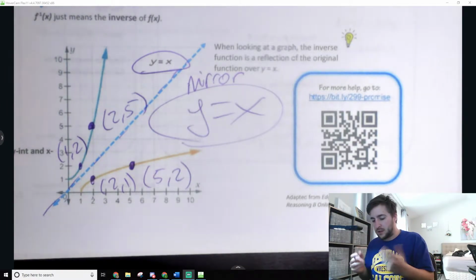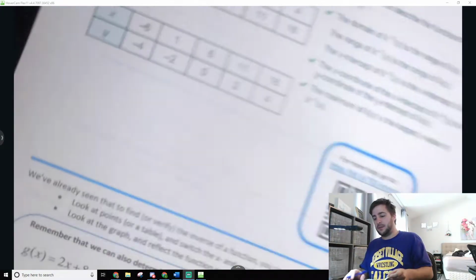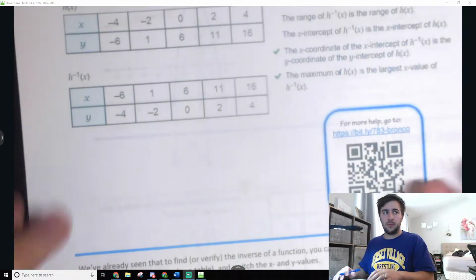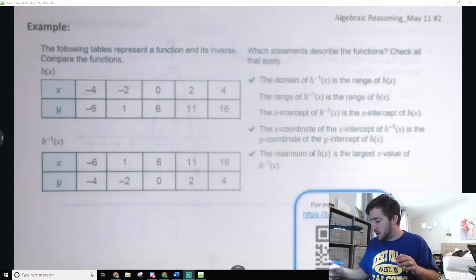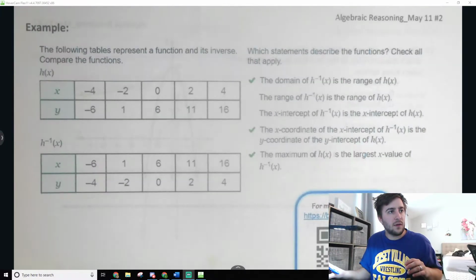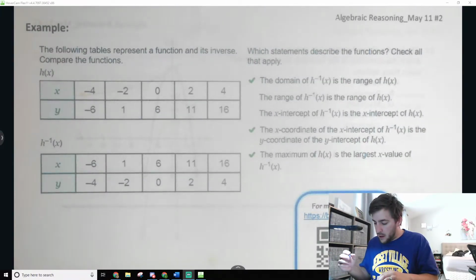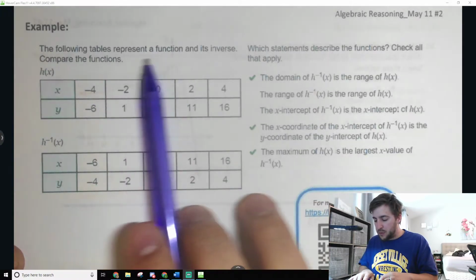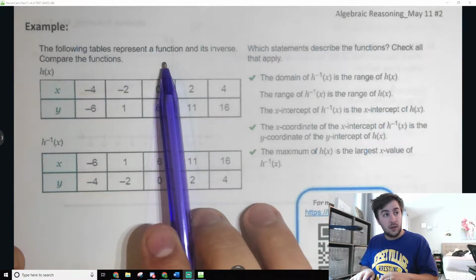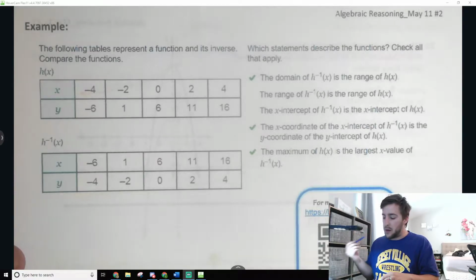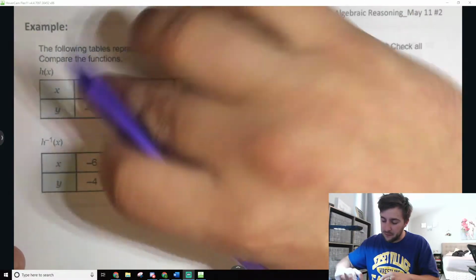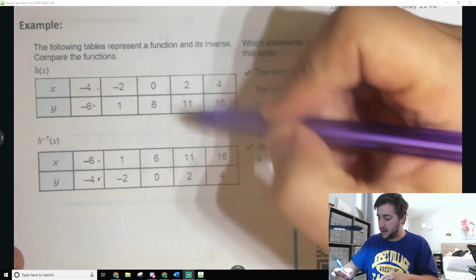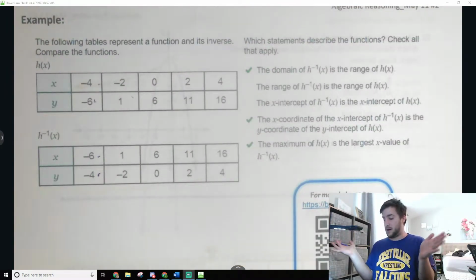So let's go ahead and take a look and see what this is saying. Nice little example here. Really similar problem on our assignment this week, on Google Classroom. So we've got the following tables representing a function and its inverse. We know these are inverses, so what do we know? We know that x better become y and y better become x. They flip-flop. Perfect. Looks like that happened again. So that's fitting.